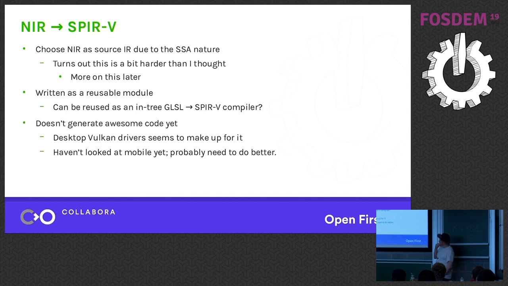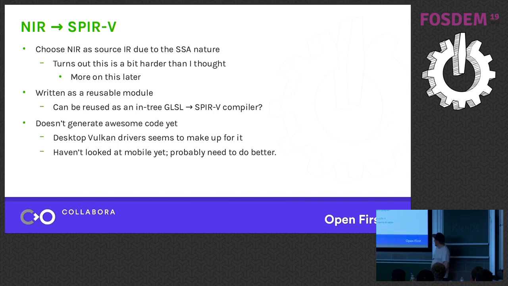It's written as a reusable module, similar to what we currently have, a SPIR-V to NIR, so it's written in a somewhat similar fashion. And I'm hoping that with that maybe we can make an in-tree GLSL all the way to SPIR-V compiler in Mesa. This isn't an important goal, but it seems neat to be able to do that without pulling in other compilers. Maybe we need to pre-compile some shaders, for instance.